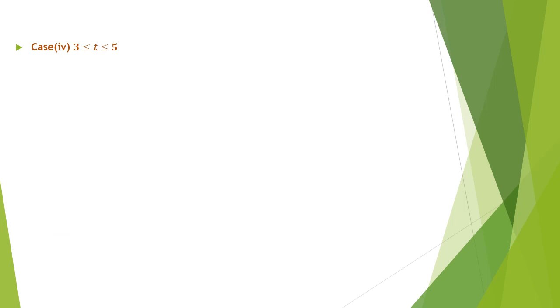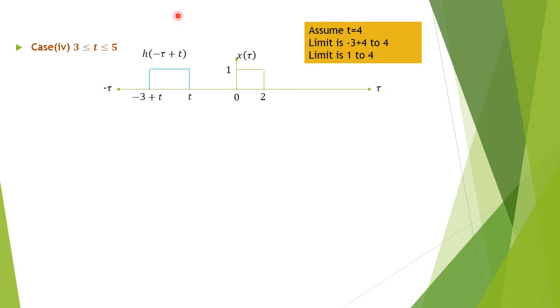So the next case is t in between 3 and 5. So we can assume t is equal to 4. So minus 3 plus 4 to 4. The new limit is 1 to 4. Now we have to draw the graph. So this is our x of tau. Then h of minus tau plus t. So the limit is 1 to 4. The lower limit is in between 0 and 2 and the upper limit is greater than 2. So you will be getting the graph like this.